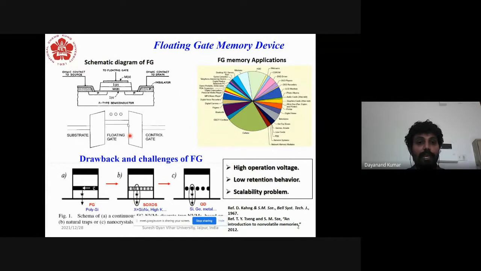Due to the scalability, you cannot go into the sub-nanometer range, so you cannot reduce the device size. If you reduce the I1 insulating layer, again there is the leakage path issue, so you cannot go into the sub-nanometer range. They also used quantum dots, but they did not succeed. It is the same scalability problem: if you reduce the size, that is the problem in this memory.